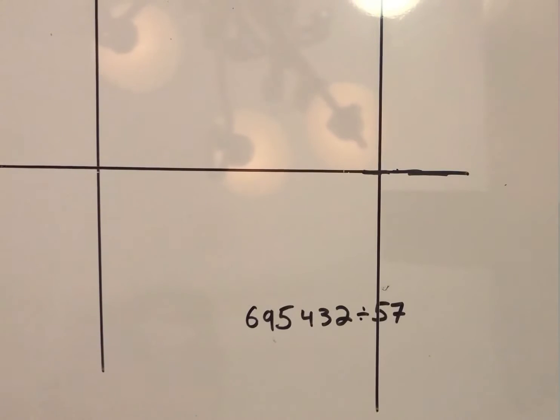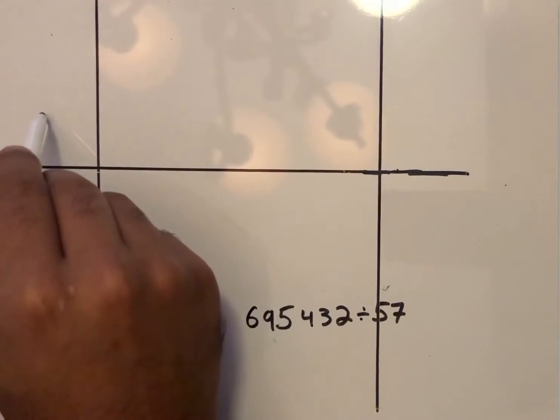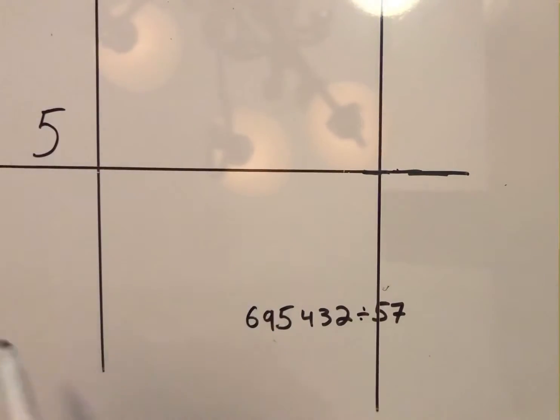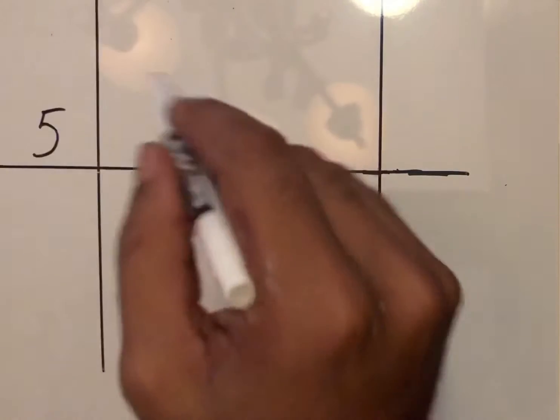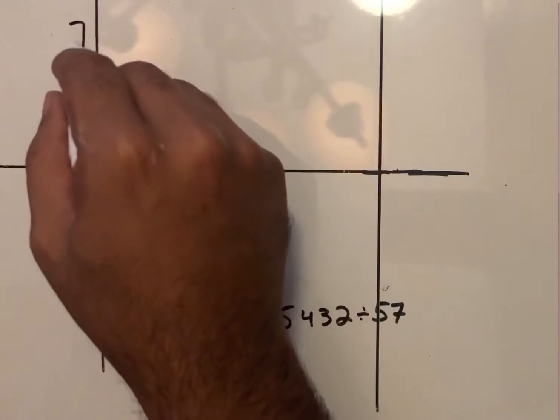Everybody, today we're going to take 695,432 and divide it by 57. So I'm going to put my 5 over here. Okay, I'm going to put my 7 over here. 7 is my flag digit.